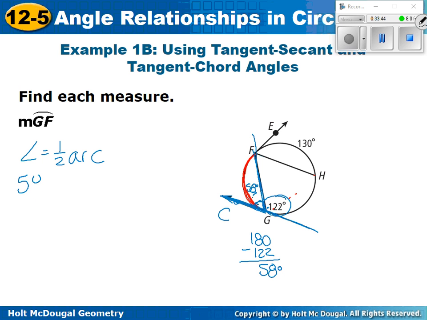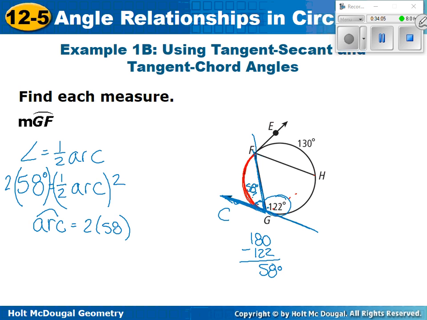So if the angle is 58 degrees and it equals half of the arc, what do we need to do to find the arc? Multiply it by 2. We need to get rid of the 1/2 by multiplying both sides by 2. So the arc would equal twice the angle. So the measure of arc GF would equal how much? 116, and what are the units? Degrees. Okay, they get a little harder like that, where you have to think about what do I know in my picture. But that is correct.